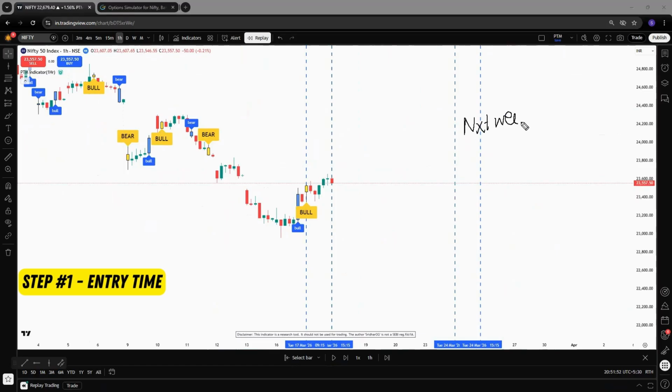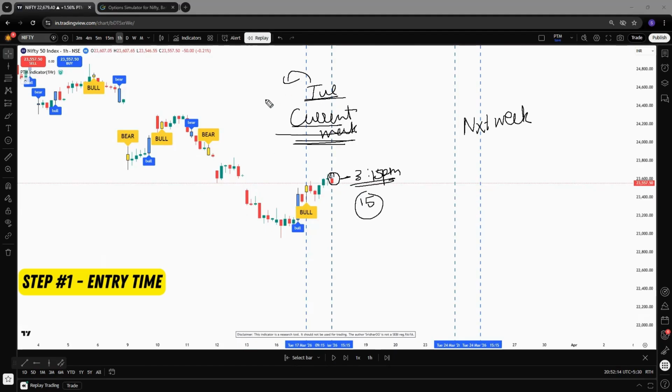This is next week. This is current week. Right now, market is trading at 3:15 p.m. and I have the last 15 minutes of the day of the current expiry. So I'm on a Tuesday. Sometimes there are holidays on Tuesday, so we'll take Monday, right? So whenever there's a current expiry day, the last 15 minutes is my entry time.